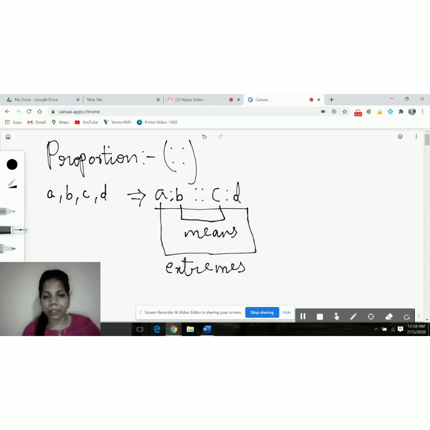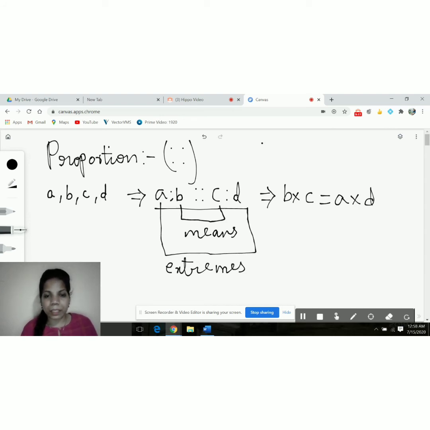Extremes. So in a proportion, product of means, that means product of means B into C, is equal to product of extremes, that means A into D. This is very very important, children. So in a proportion, product of means is equal to product of extremes.